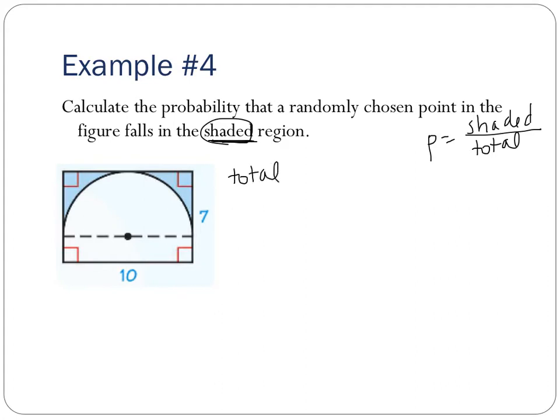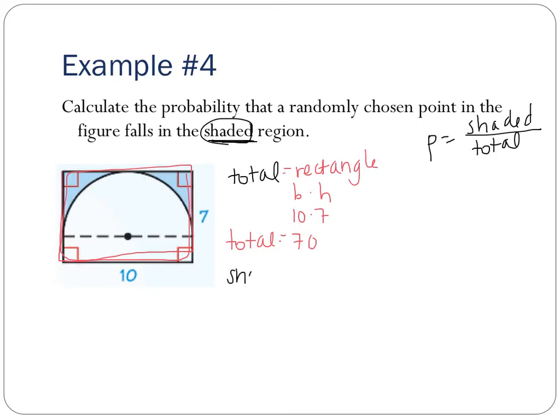The total area in this case is this figure right here. So the total is a rectangle. Now remember, to find the area of a rectangle, it's going to be base times height. The base is 10 and the height is 7. 10 multiplied by 7 is going to be 70. So our total area is going to be 70 units, whatever these units are.